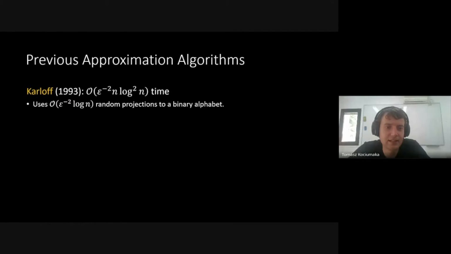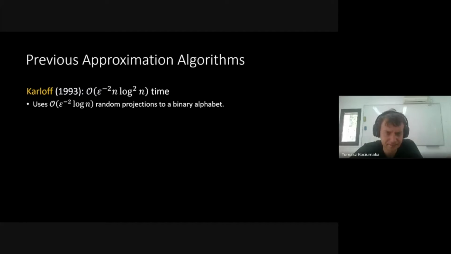And the first algorithm for this problem is by Karloff. It's an IPL paper from 1993, and he showed that these approximate Hamming distances can be computed in nearly linear time for constant epsilons. Namely, the running time is epsilon to the minus 2 n log squared n. This is a randomized algorithm, and it uses random projections to the binary alphabet and then computes the Hamming distance exactly in the projected strings. And based on these values for multiple projections, it estimates the Hamming distance between the original pattern and the original text fragments.